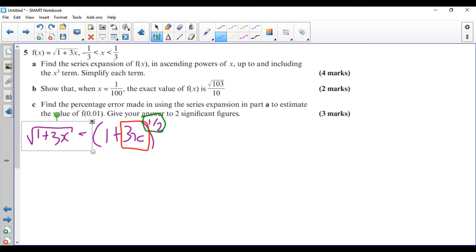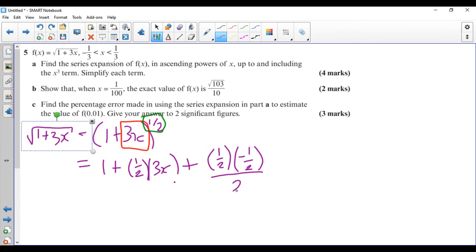We want to go up to the x cubed term, and we want to simplify each term as usual. So 1 plus nx. So I've got a half and 3x. Remember that 3x always goes in a bracket, and then you shouldn't make any errors. So I've got n, which is a half. N minus 1, I'm going to do that in my head, is minus a half over 2, 3x, all squared. And that is the most important thing in binomial.